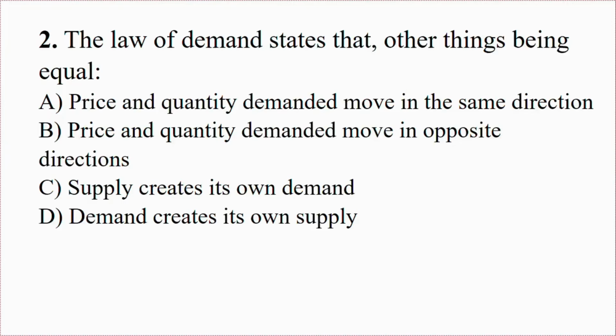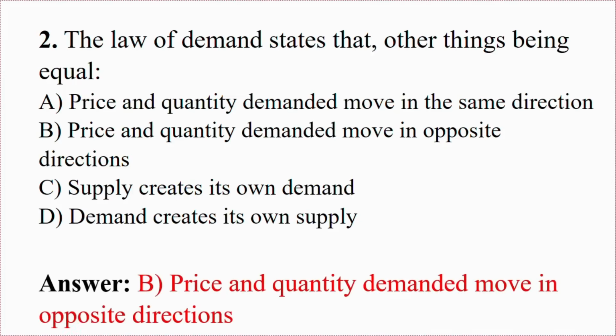The next question is, the law of demand states that other things being equal, A. Price and quantity demanded move in the same direction, B. Price and quantity demanded move in opposite directions, C. Supply creates its own demand, D. Demand creates its own supply. The correct answer is B, that is price and quantity demanded move in opposite directions.